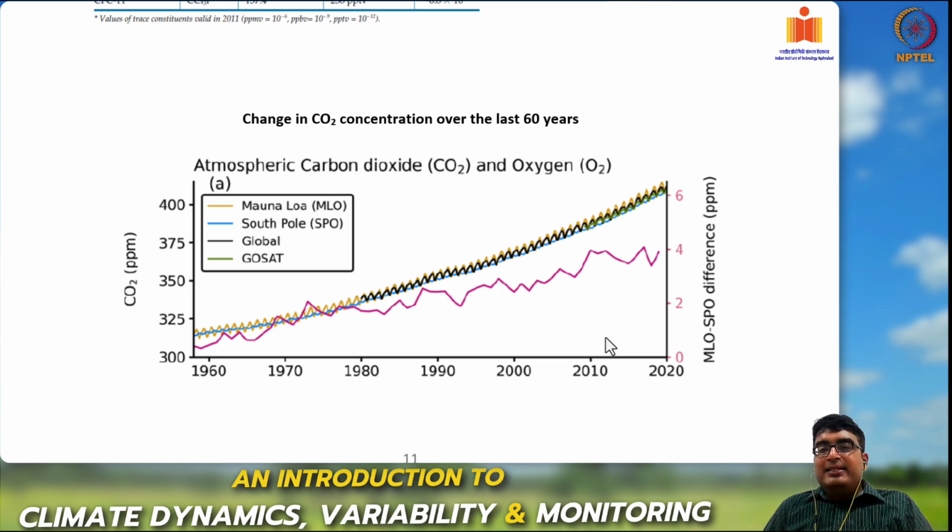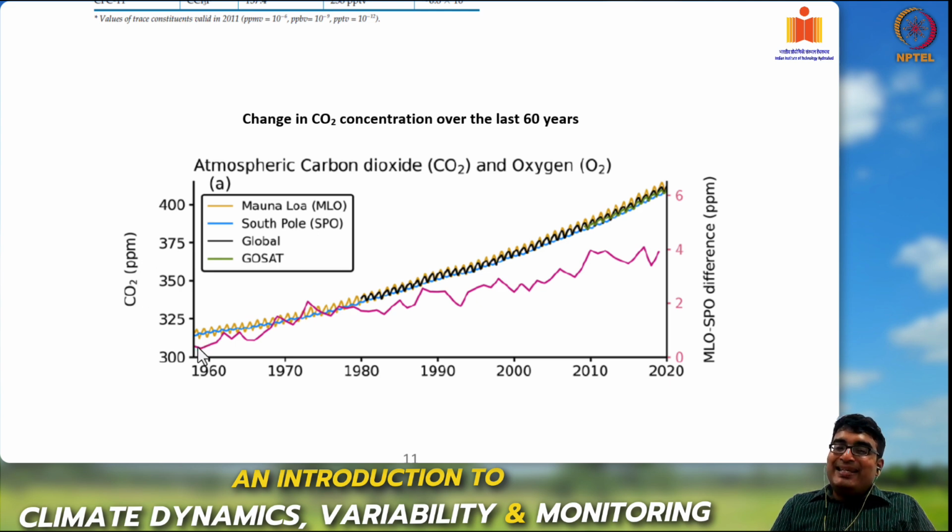So here is the data on the change in CO2 concentration as noted by many of the observatories situated in different parts of the world. Here we have 3 or 4 different observatories. One is in Mauna Loa in Hawaii, one is in the South Pole. This is a global observatory and this is a satellite based observation. And this is CO2 concentration in parts per million.